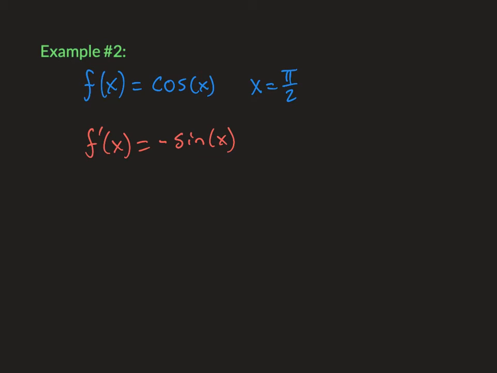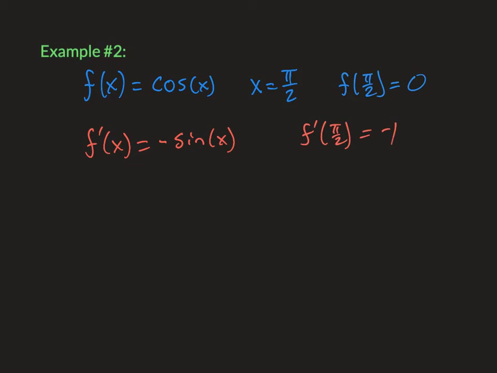And so we need to compute f of pi over 2. Hopefully you remember your unit circle values. F of pi over 2 is the cosine of pi over 2, which happens to be 0. And f prime of pi over 2 is the opposite of the sine, right? So f prime of pi over 2, sine of pi over 2 is 1, so this is going to be negative 1. That means our slope is negative 1.